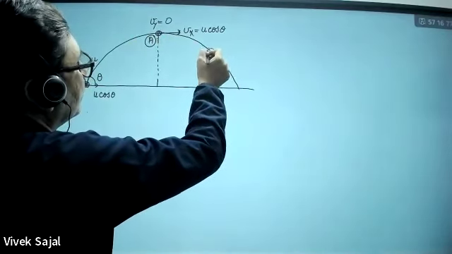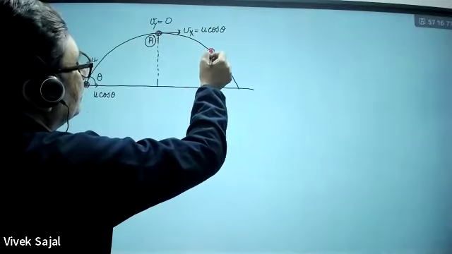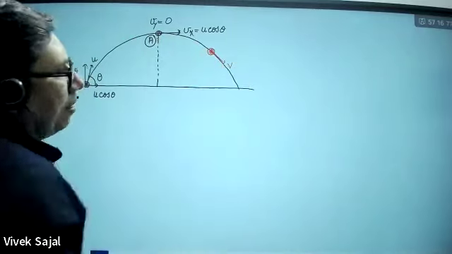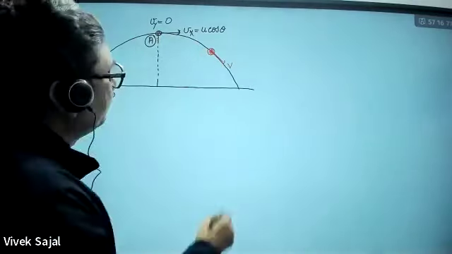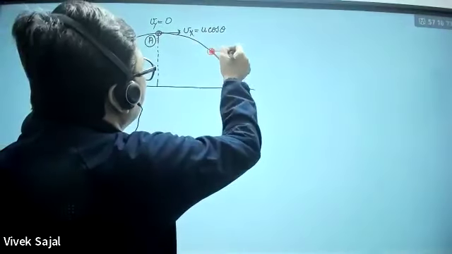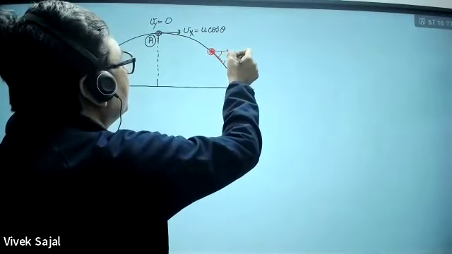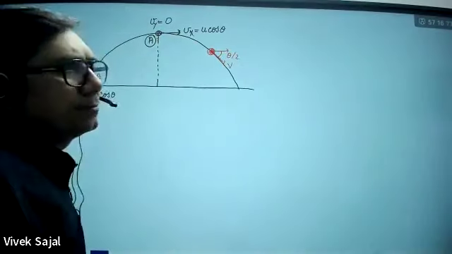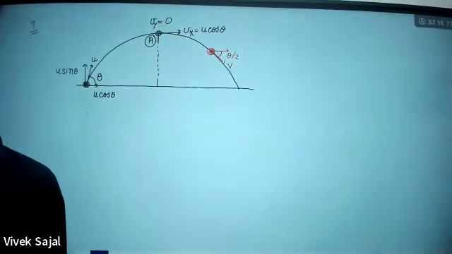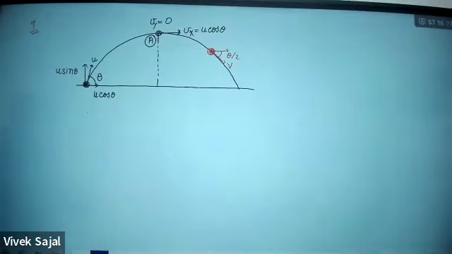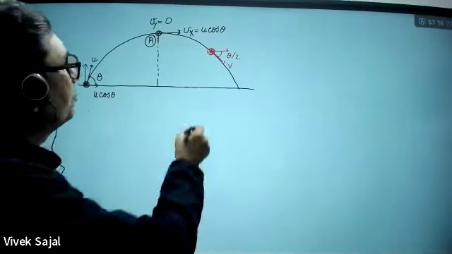Here, this will be the projectile. This will be its velocity. I'm saying this is V. And here at point B, this is theta by 2. This is given. This will be theta by 2 at this point B.